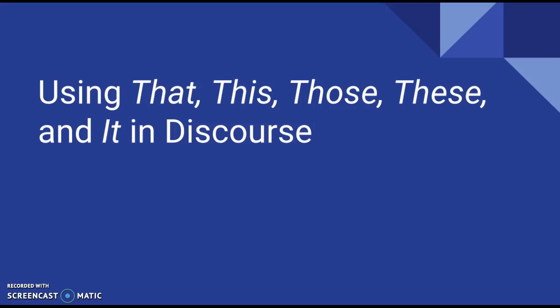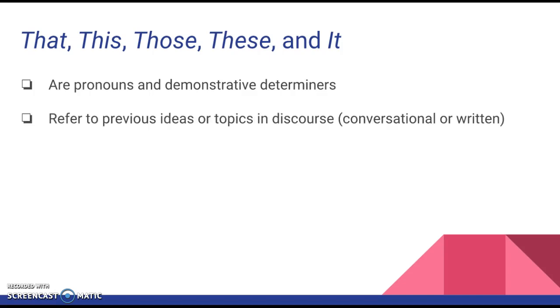In this short video, we'll be discussing the use of that, this, those, these, and it in discourse. As we already know, that, this, those, these, and it are pronouns that replace nouns, and they're also demonstrative determiners, or words that come before a noun. In discourse, they refer to previous ideas or topics. And by discourse, we're talking about conversation or written discourse, such as paragraphs or essays.